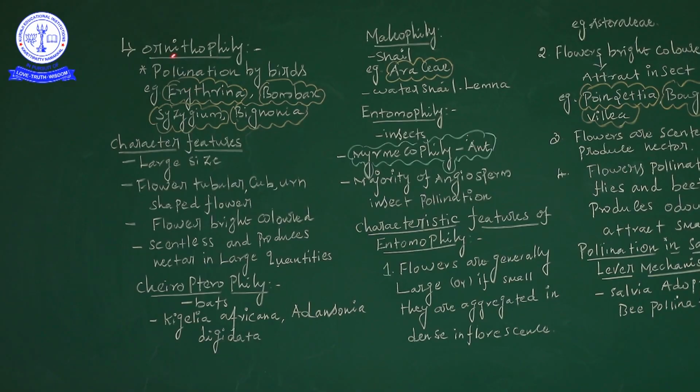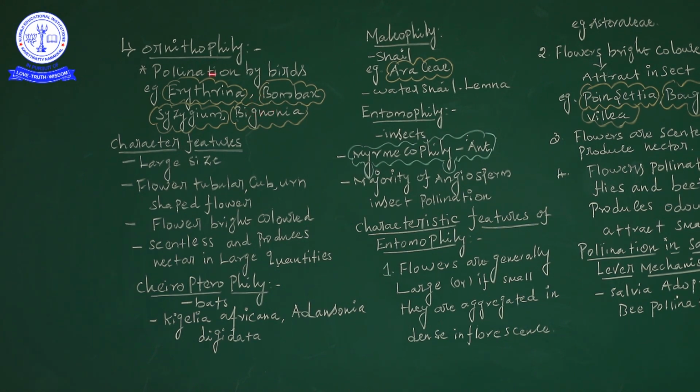Then, okay, next the types of pollination. First one is ornithophily. Ornithophily means pollination by birds. Examples are Erythrina, Bombax, and also Syzygium and Bignonia. Okay, this is a main example of pollination by birds.